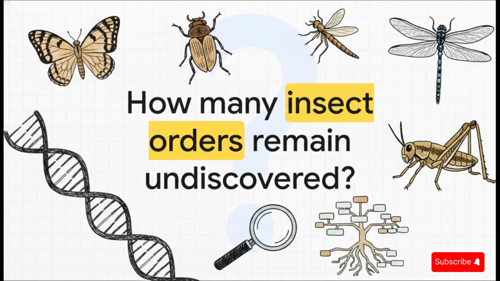With such immense diversity mapped out just by anatomical traits, how many more insects are out there waiting to be discovered? And as we push further into the age of rapid DNA sequencing, how will modern genetics completely redraw this ancient family tree?